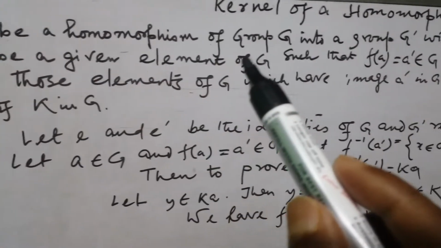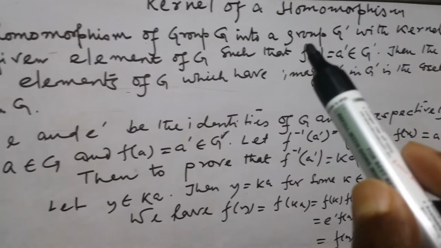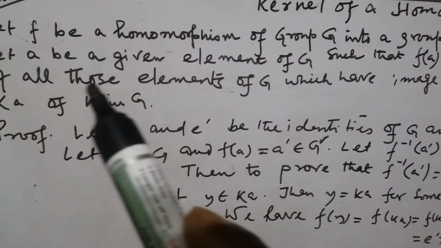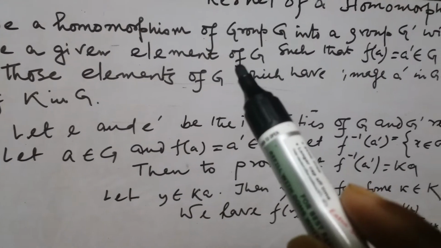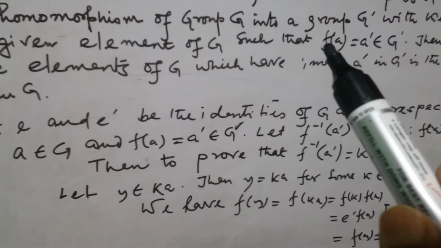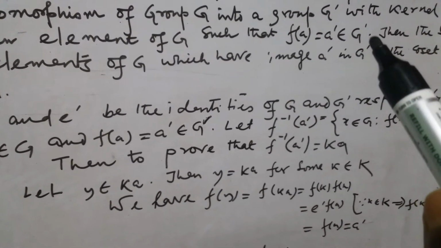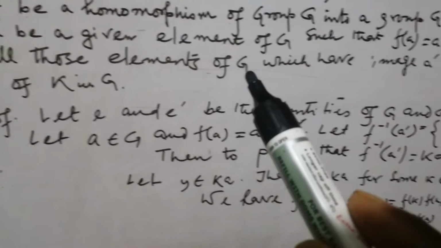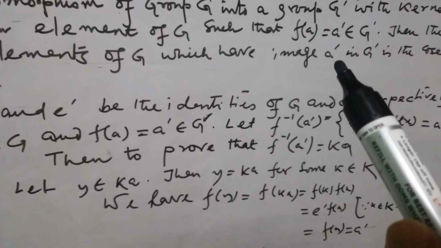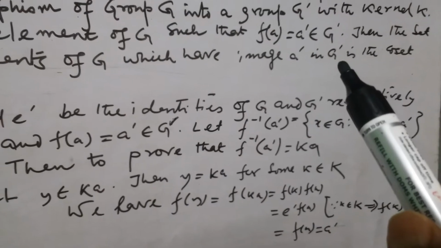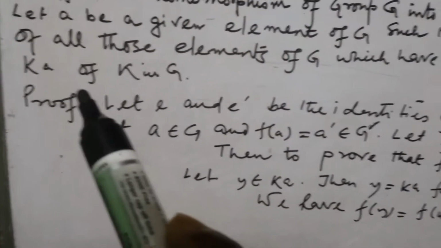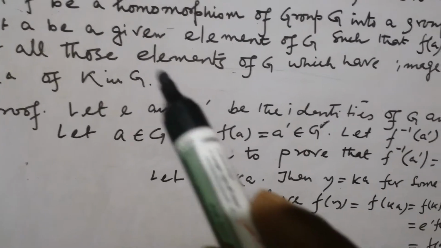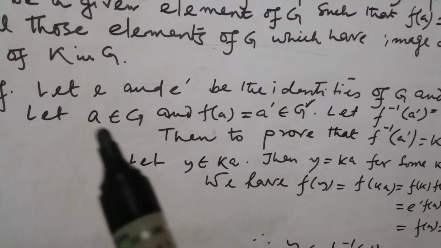Let F be a homomorphism of group G into G dash with kernel K. We also defined the kernel. Let A be a given element of G such that F(a) equals A dash, which belongs to G dash. Then the set of all those elements of G which have image A dash in G dash is the coset Ka of K in G. We define it very clearly.